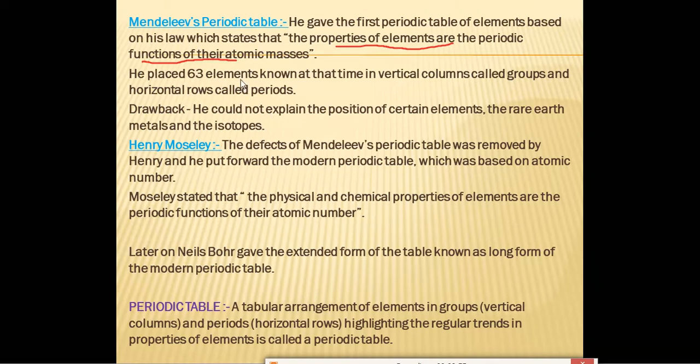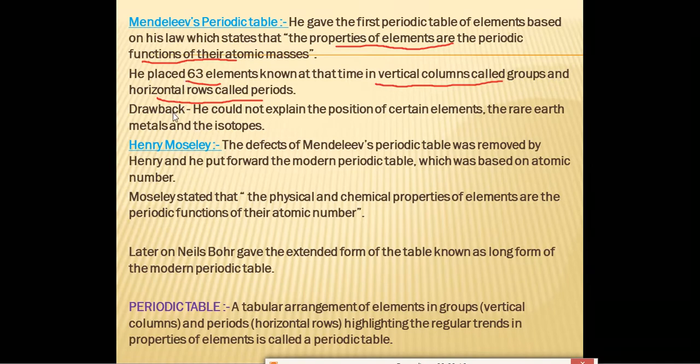He placed 63 elements known at that time. When he discovered the periodic table, how many elements were known? 63 elements were known. But now we have 118 elements. At that time, the vertical columns were called groups. Okay. The vertical columns were called groups and the horizontal rows were called periods. In the groups and periods, he arranged the 63 elements known at that time.